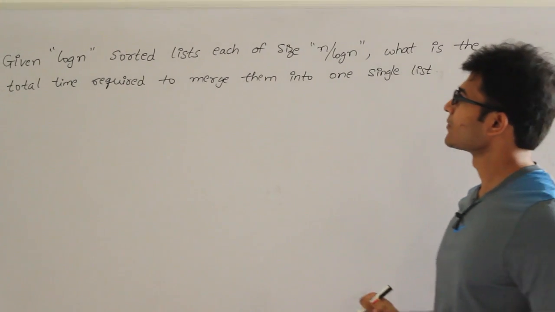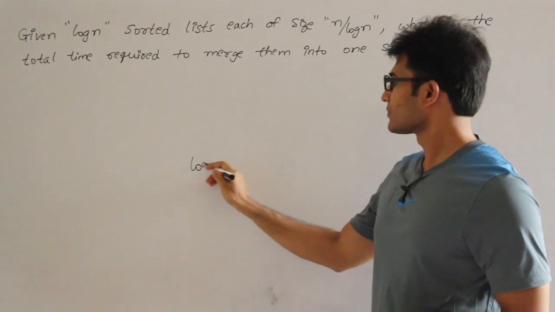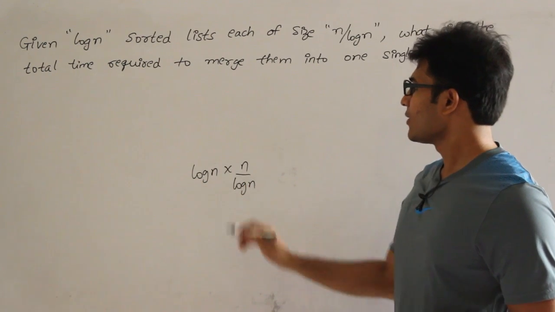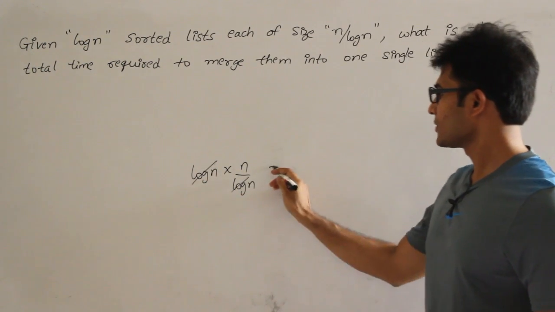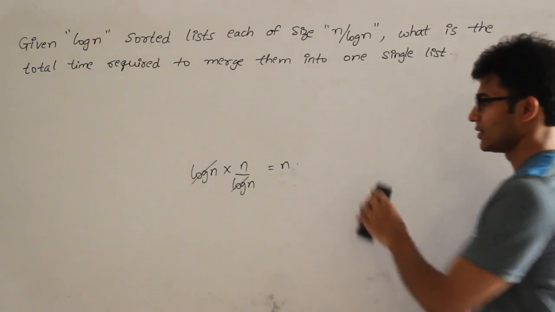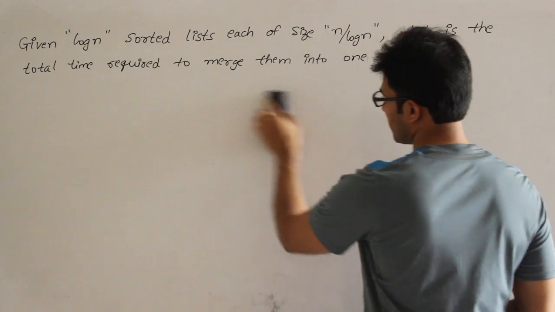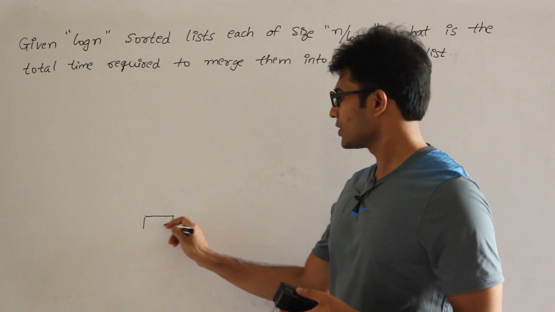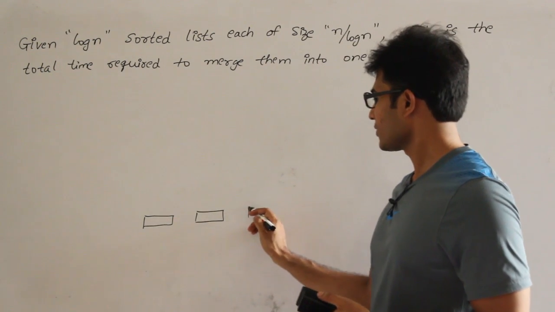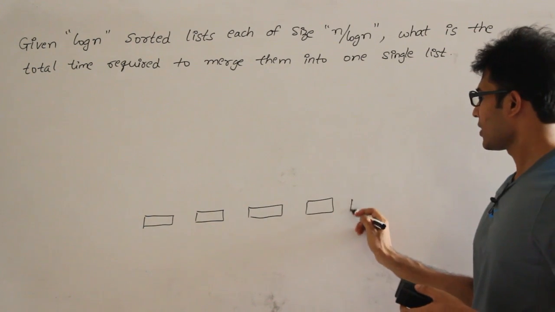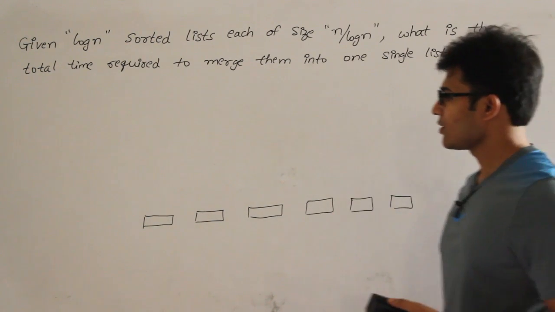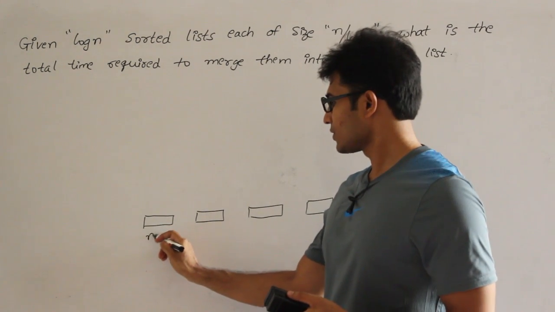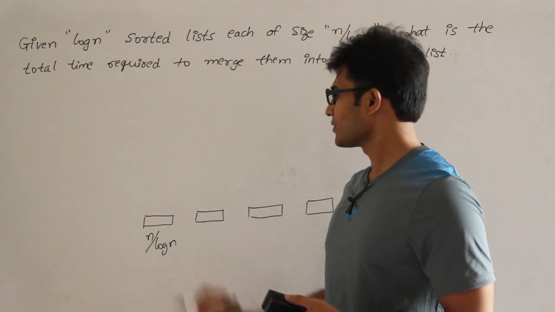How to solve it: if I have log n lists and each is of size n by log n, then what is the total number of elements? It is nothing but n, isn't it? Totally I have n elements. So at the lowest level I am starting with log n lists, and every list is of size n by log n.